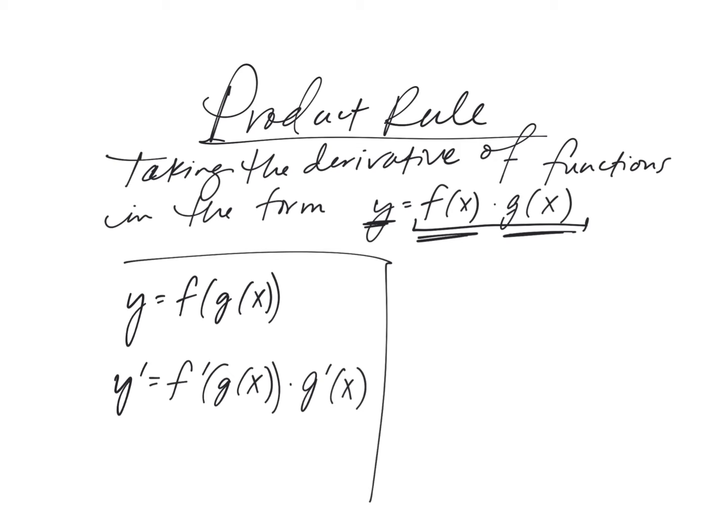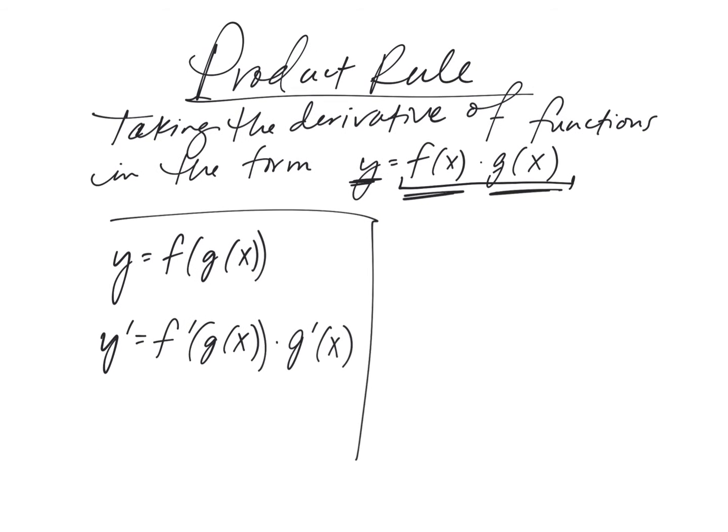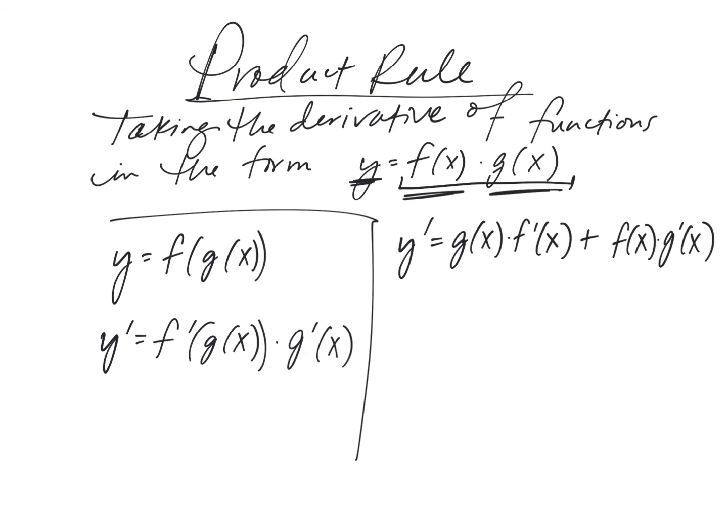And the product rule, in terms of f of x and g of x, and I'll show you a different notation on our first example, is if you start with y equals f of x times g of x, then the derivative is the second function times the derivative of the first plus the first times the derivative of the second.